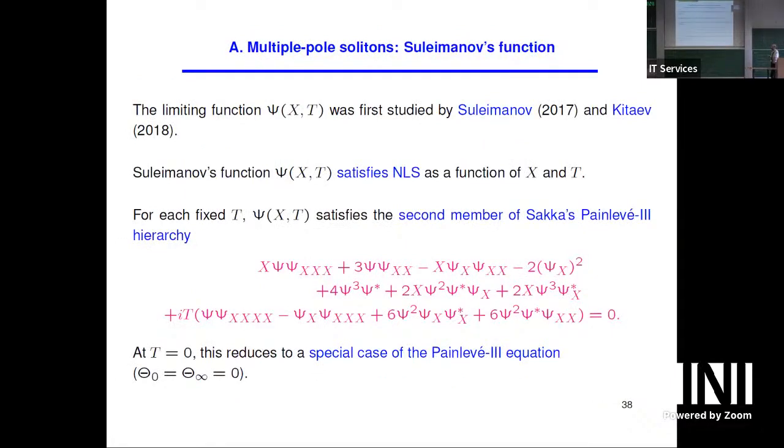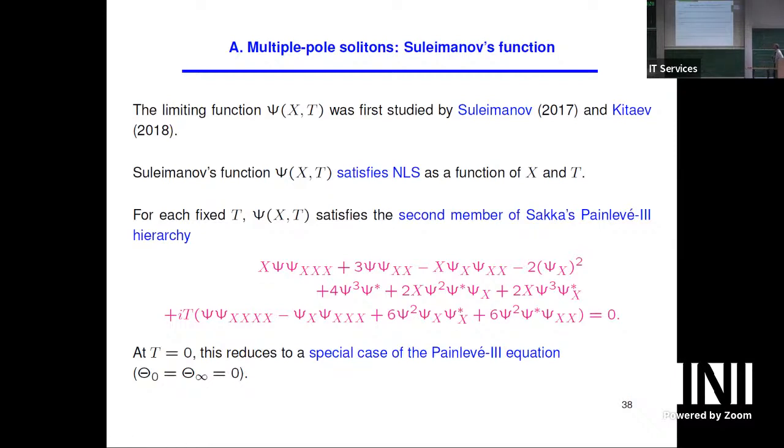All right, so a few details about this. Why do we call it Painleve-III focusing? As we said, it was first studied by Suleimanov in 2017, and then Kitaev did some work on it in 2018. It satisfies NLS, as we saw from the Riemann-Hilbert derivation. There are some other interesting properties it has. These are not surprising; you often get Painleve equations as reductions of NLS.